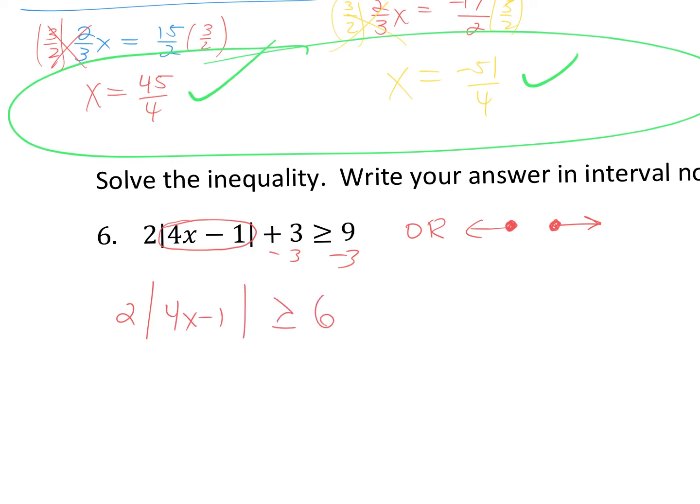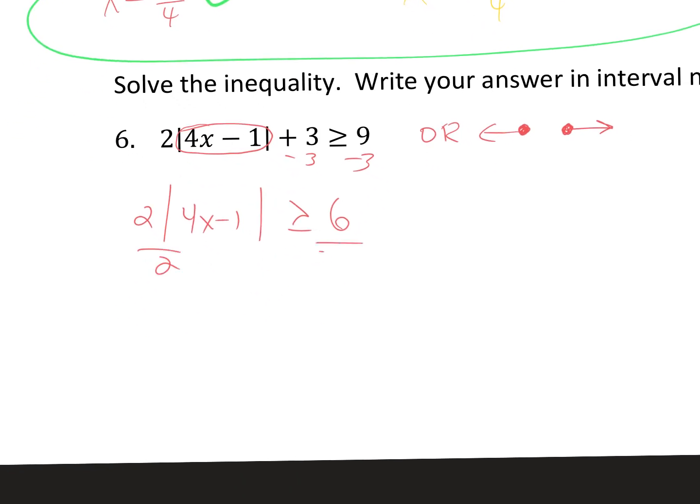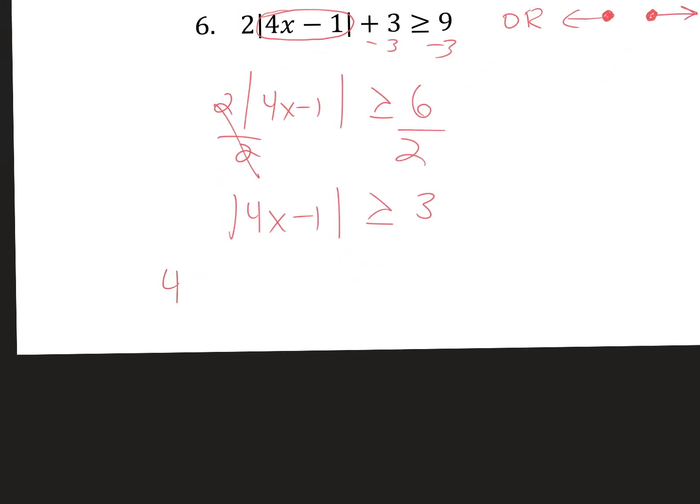Still need to get the absolute value by itself. When I divide by 2, am I dividing by a negative number? No, so my inequality sign stays just like it is. 6 divided by 2 is 3. Now that I have my absolute value by itself on the left-hand side, now we can split. When you split your inequality, 4x minus 1 greater than or equal to 3. My other inequality says 4x minus 1 is less than or equal to -3. You change the sign of the answer and you flip the inequality sign.